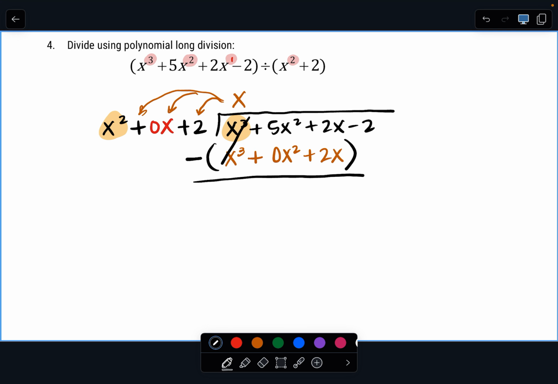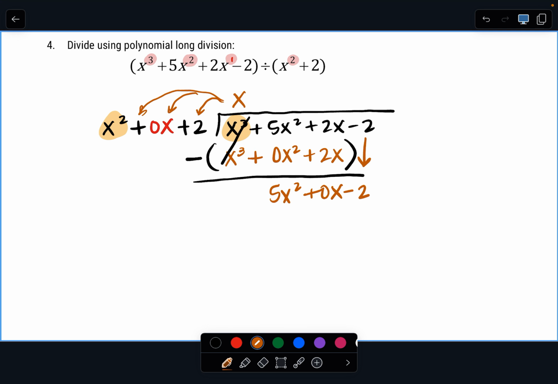It should always go away because that's the whole point of us trying to figure out what multiplies to make the terms in your dividend. What is 5x squared minus 0x squared? 5x squared, wonderful. What is 2x minus 2x? 0x. I'm going to just write 0x just to keep things in line. I'm going to bring down this minus 2.